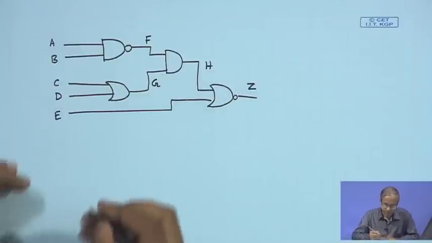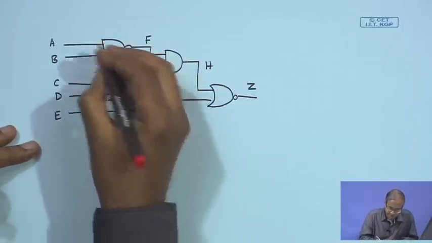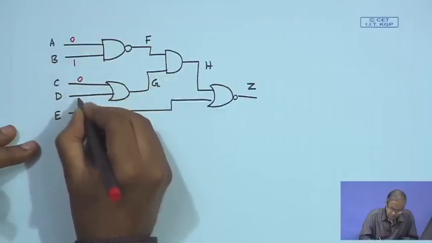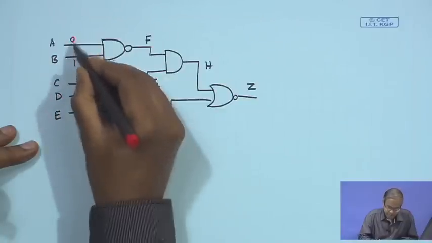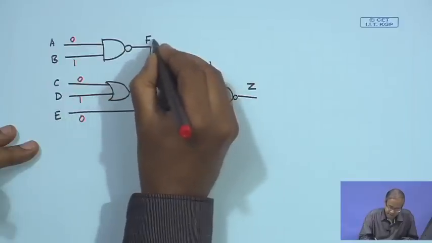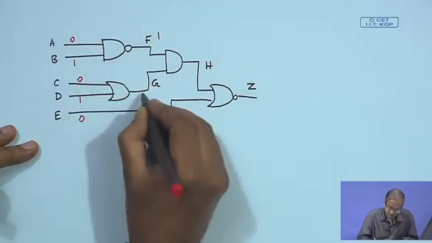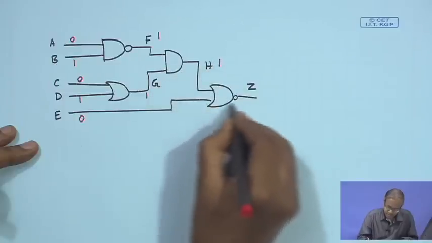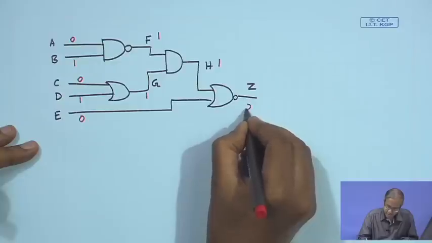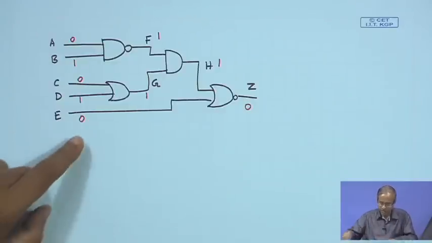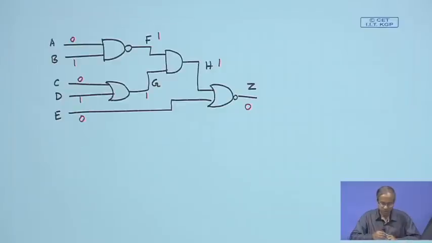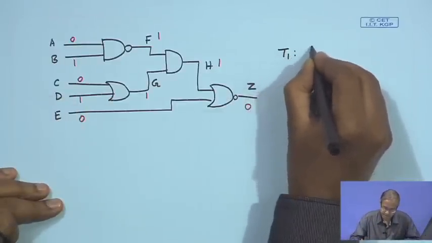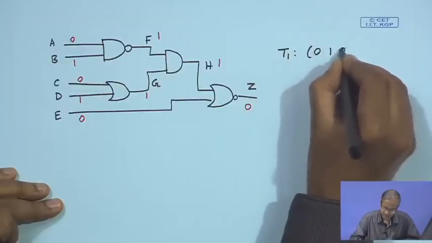Let us assume that we apply some input vector, let us say 0, 1, 0, 1 and 0. So, if it is 0, 1, what will be the output of the NAND gate? It is 1, OR gate also 1, AND gate 1, 1 is 1, 1, 0, NOR gate is 0. So, with these values, let us try to compute the fault list for this first test vector. Our first test vector T 1 is 0, 1, 0, 1, 0.